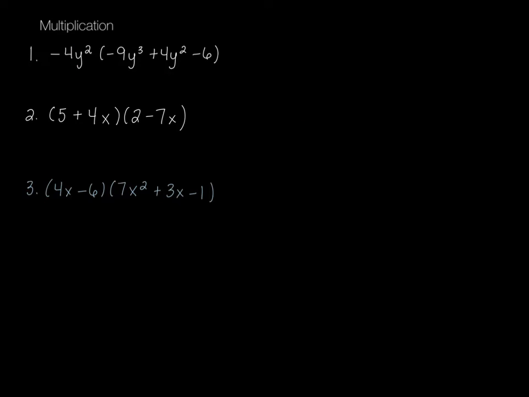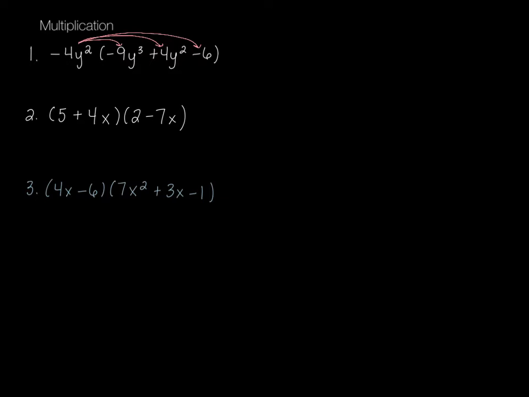Now we'll look at multiplication. The first one is merely distribution. So what we'll be doing here is we'll be multiplying the coefficients together, the numbers together. And then remember, because we're multiplying, these are monomials times monomials, we'll be adding those exponents.